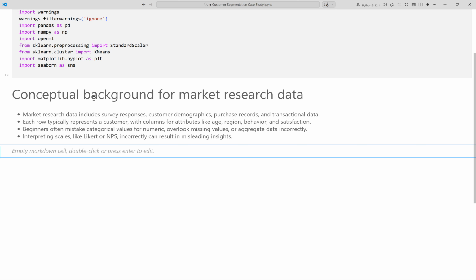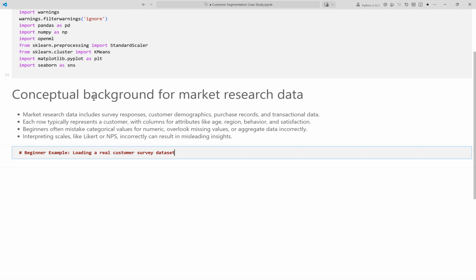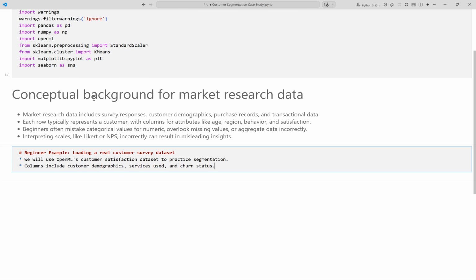Beginner example, loading a real customer survey dataset. We will use OpenML's customer satisfaction dataset to practice segmentation. Columns include customer demographics, services used, and churn status.